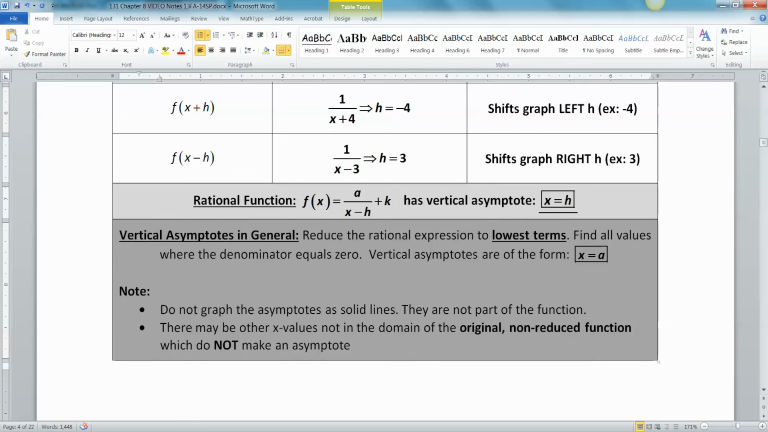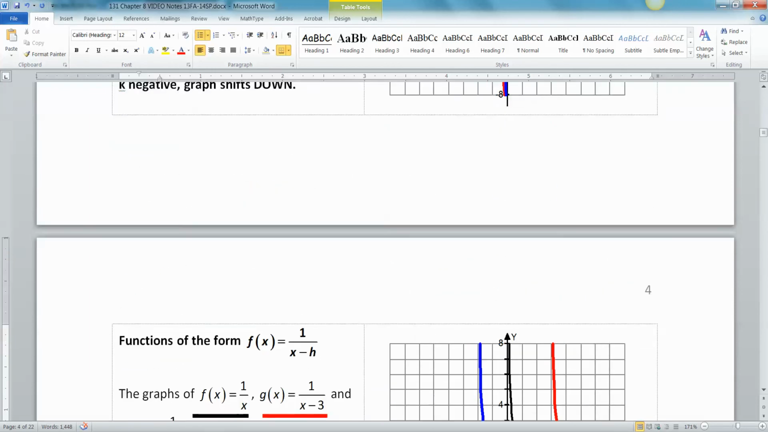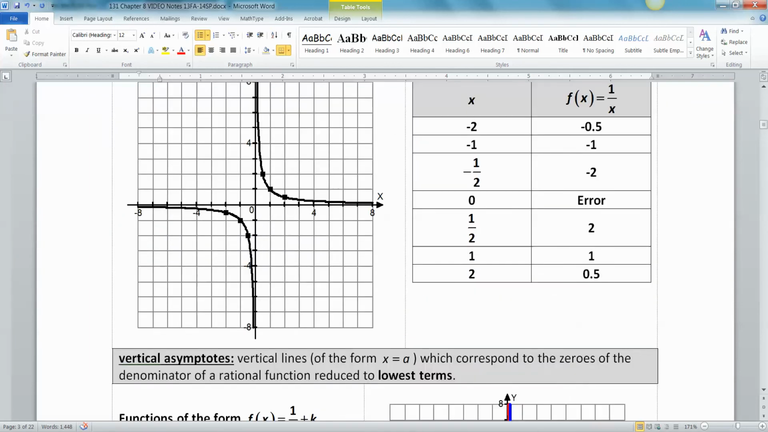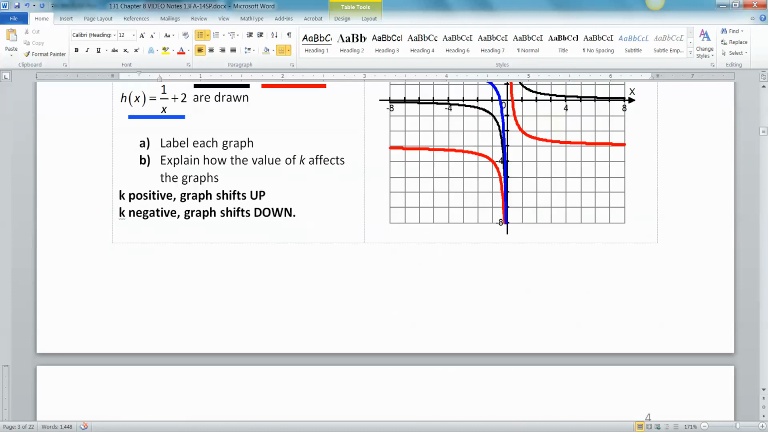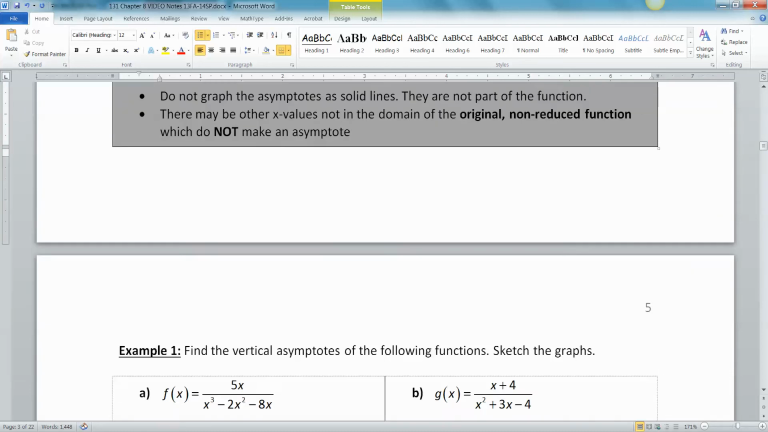Another thing, do not graph the asymptotes as solid lines. They're not really part of the function. So for example, if you look back, I think the easiest one to see is this black one that we did originally. There's a vertical line in here, but I don't really graph it. It's just part of that function. That function gets really close to that vertical line, but it never crosses it. That's what a vertical asymptote is for you.